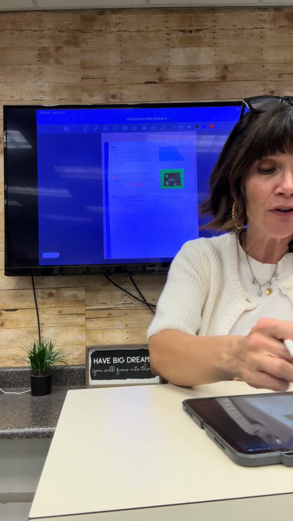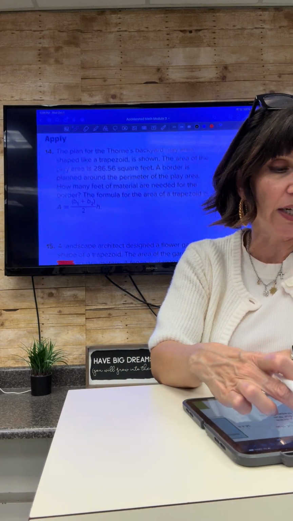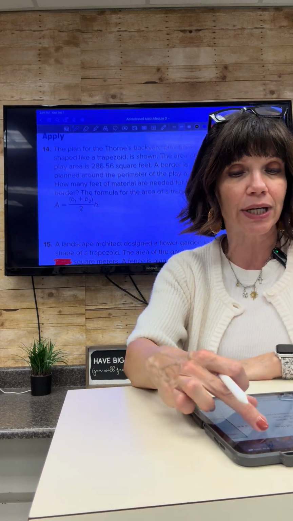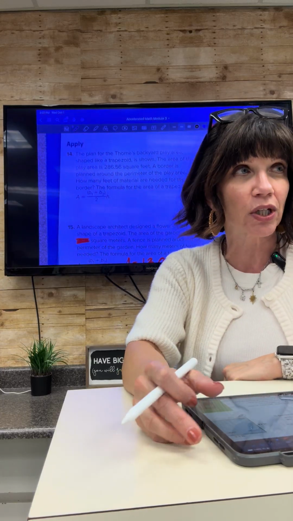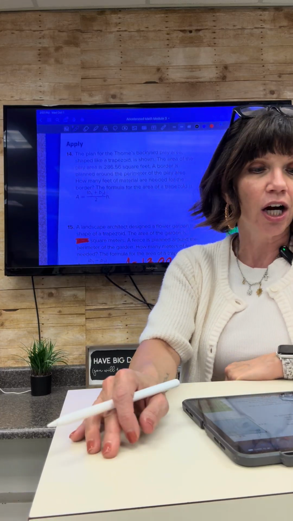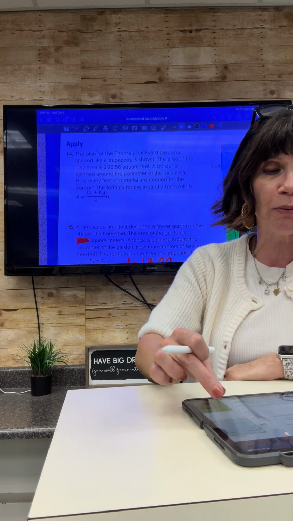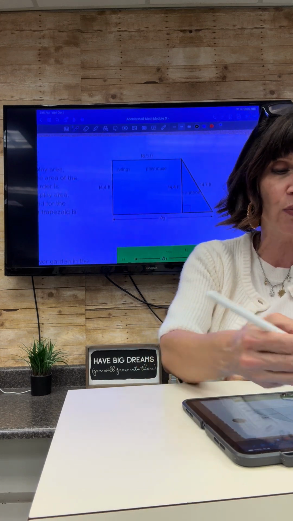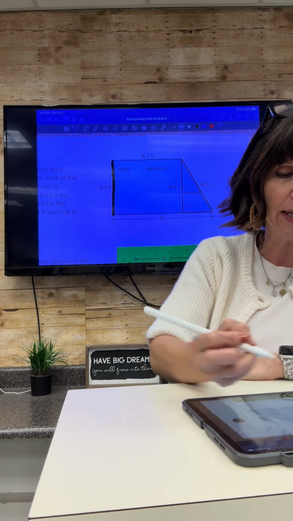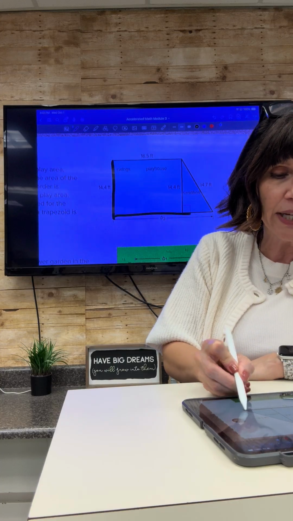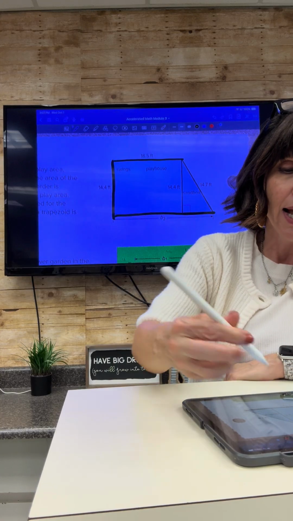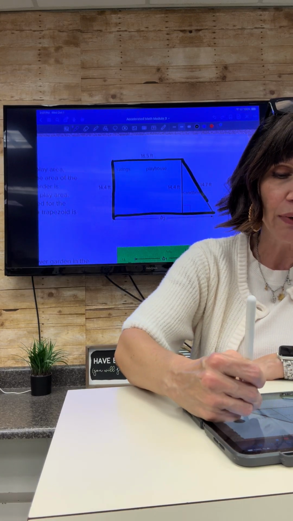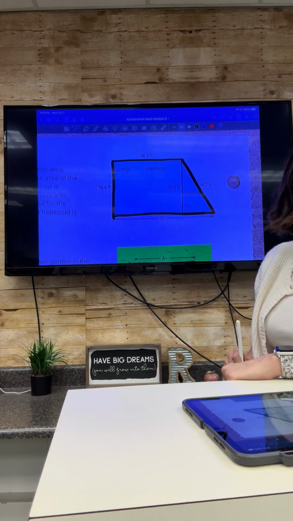All right, right now, though, I would like everybody, please, to look up here at item 14. No matter what, look up here at item number 14. This is a super challenging item, and I would like you working with me. Everybody in this room should be looking up, not just staring at their page. All right, the plan for the Thorns' backyard play area, shaped like a trapezoid, is shown. Class, if you have not yet drawn this on your paper, please quickly draw this trapezoid and label what you need for the side measurements they do give you.